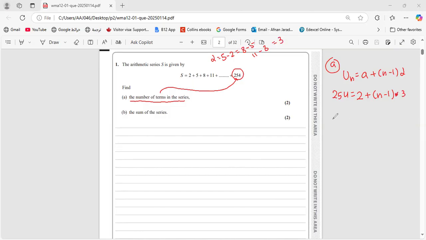To find n equals what? You need to take 254 minus 2, take the 2 to the side, then divide by 3 and add 1 to get n. So n equals 85. The number of terms is 85.